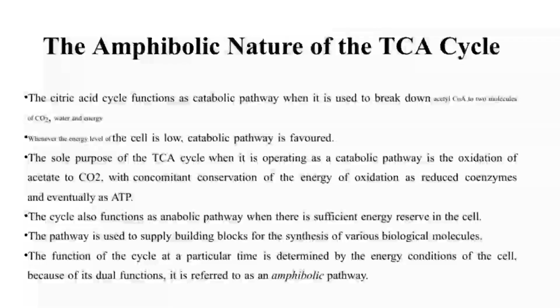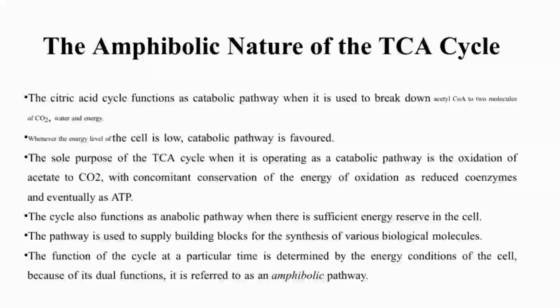When the cell has enough energy stored, the same pathway shifts gears and operates as an anabolic pathway. In this mode, it provides essential building blocks for synthesizing various biological molecules needed for cell growth and maintenance. This flexibility is what makes the citric acid cycle so fascinating. It adapts based on the cell's energy needs. Because of this, we call it an amphibolic pathway, meaning it has both catabolic and anabolic functions depending on the circumstances. Understanding this dual role helps us see how interconnected and efficient cellular metabolism truly is.